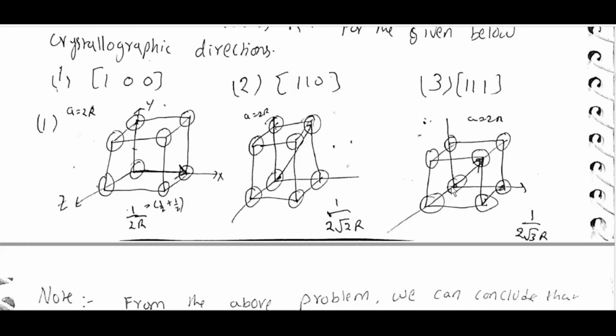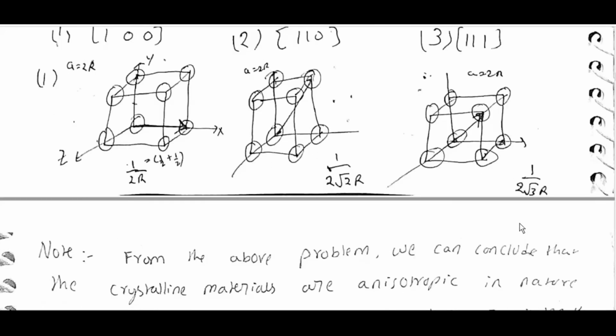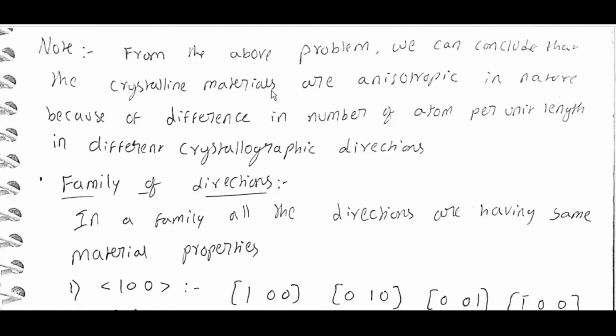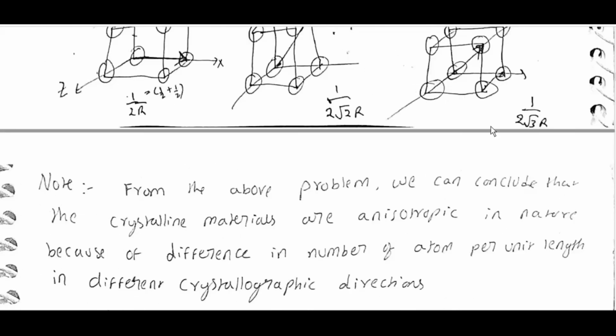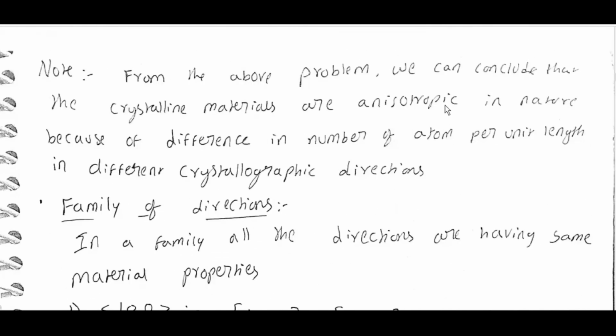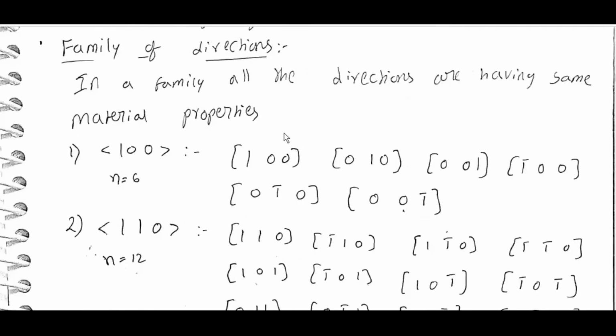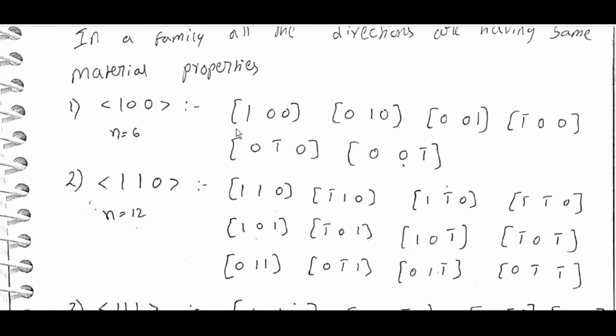Here, from here to here, 1 by 2 root 3 r. Note: from the above problem we can conclude that crystalline materials are anisotropic because the linear density itself is changing. They are anisotropic in nature because of the difference in the number of atoms per unit length in different crystallographic directions. In a family of directions, all directions have the same material properties.